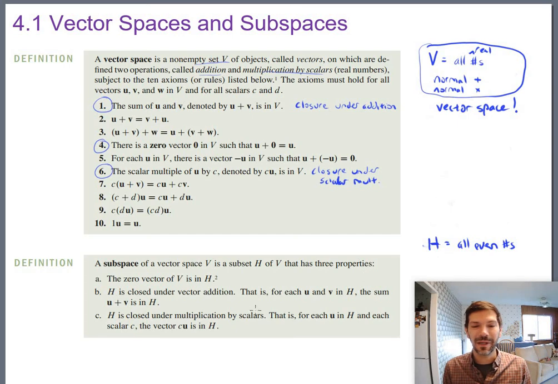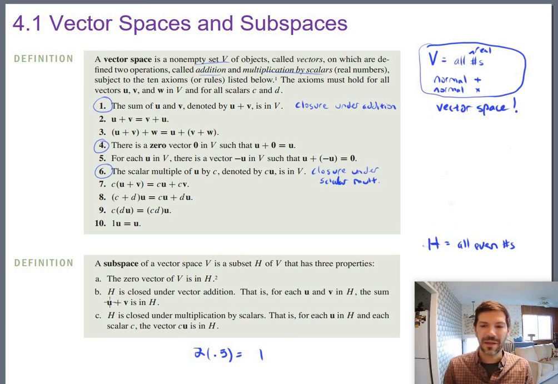Is it closed under multiplication by scalars? If I multiply an even number by, and this has to be any scalar, for each scalar c. There we run into problems. If I multiply an even number by a particular scalar, I get an odd number and I failed condition C.